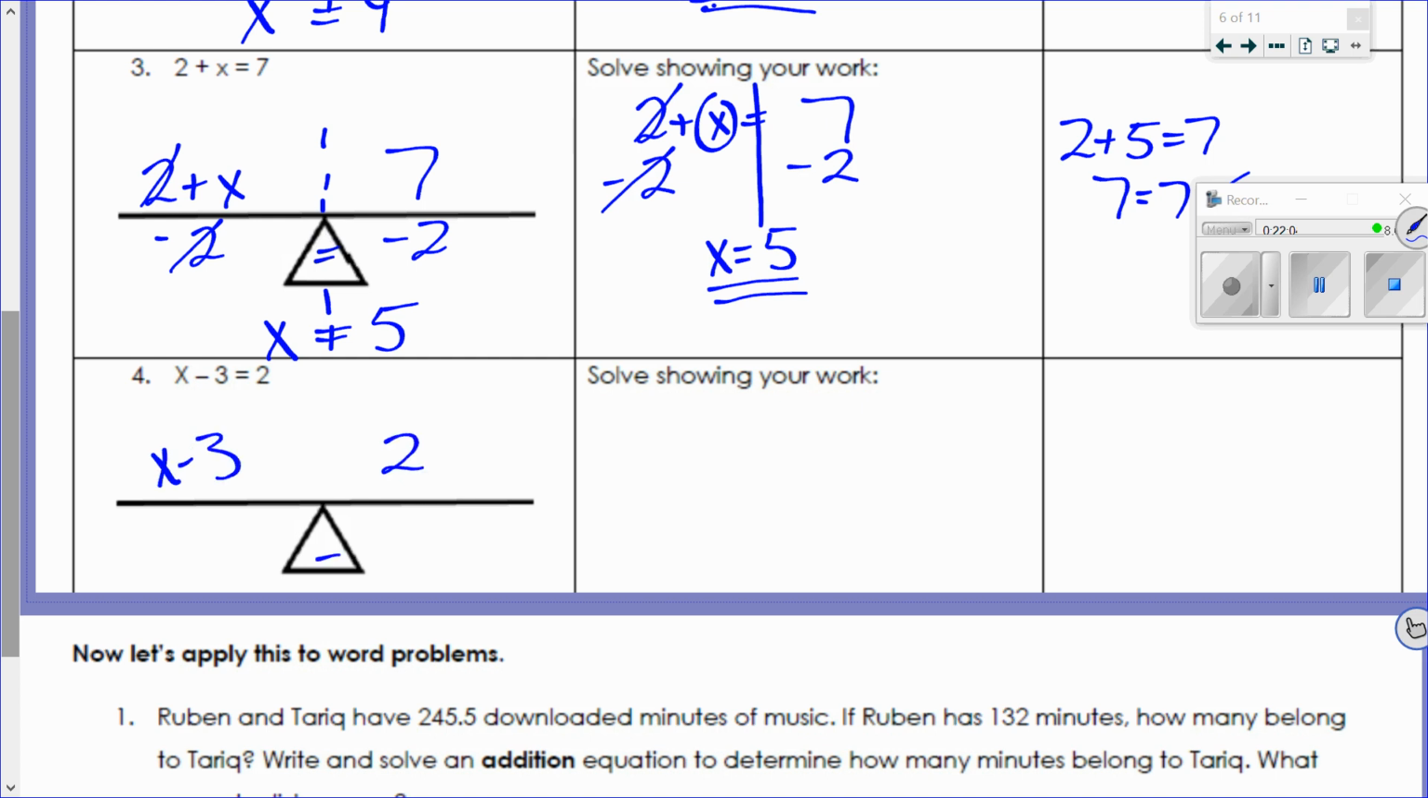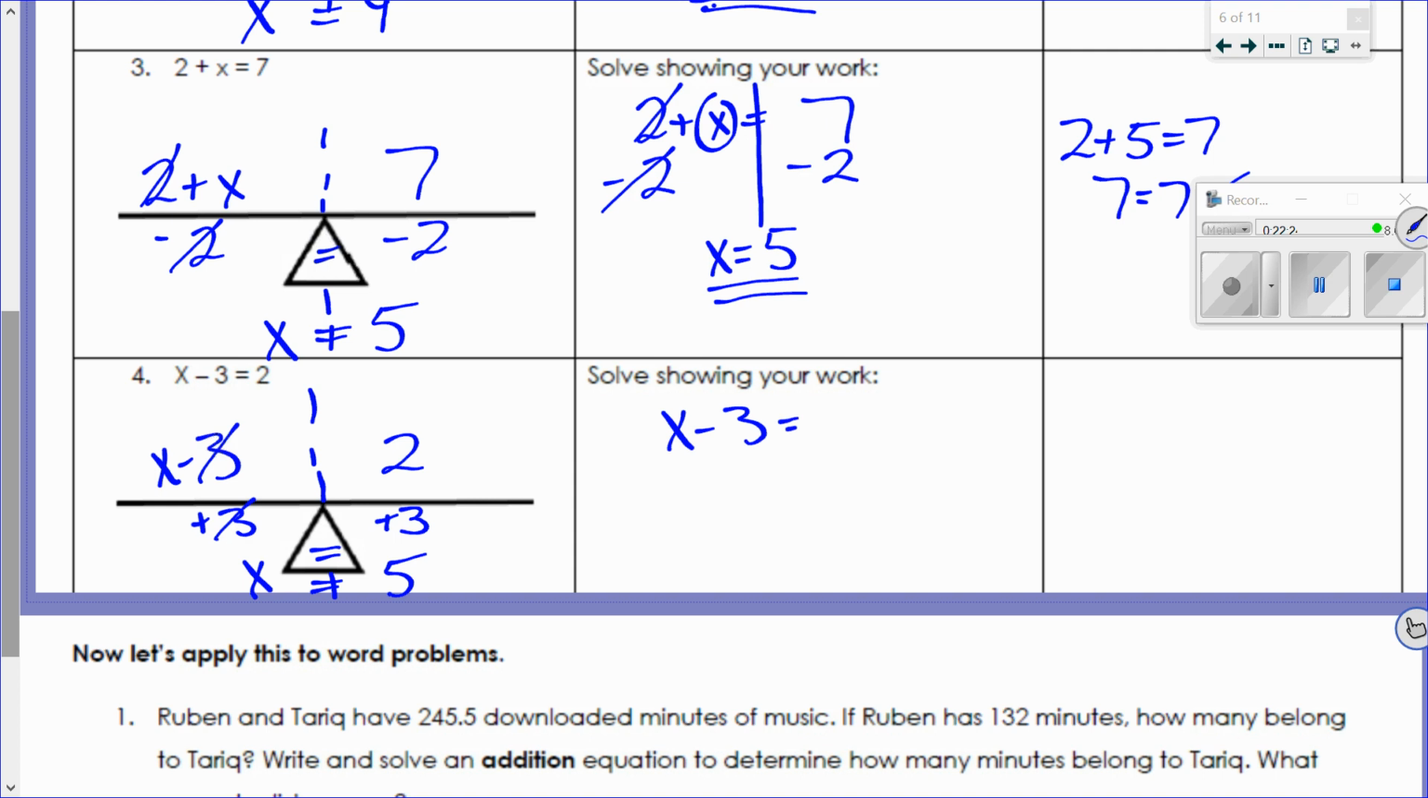Guys, sit down and listen for your recording. What is the opposite of subtracting 3? So I'm going to add 3 to both sides. Those 3's have now gone away. X equals 2 plus 3, which is 5. Right. Put your chair down.